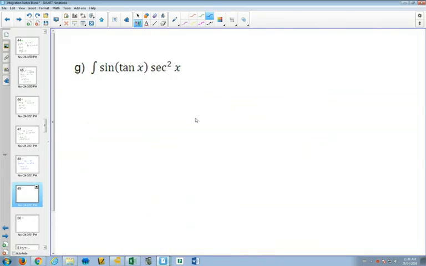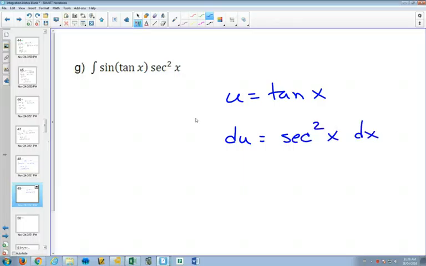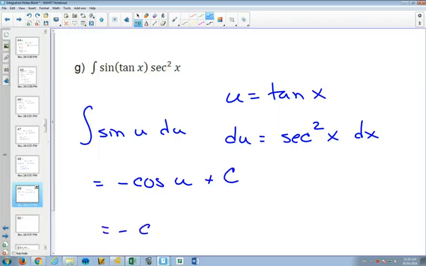And the next one that you tried, the function inside is tan x. The derivative of tan x is secant squared. So this becomes the integral sine u du. And this one, when you work backwards, will be negative.